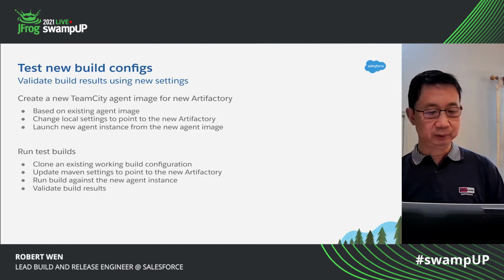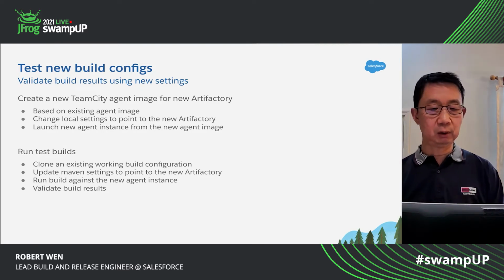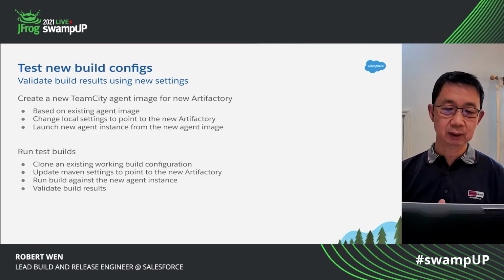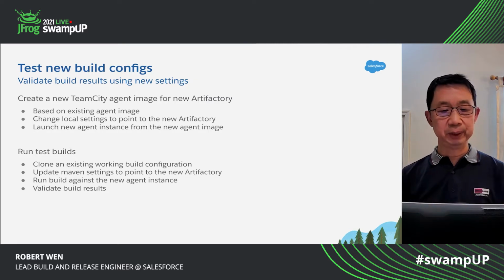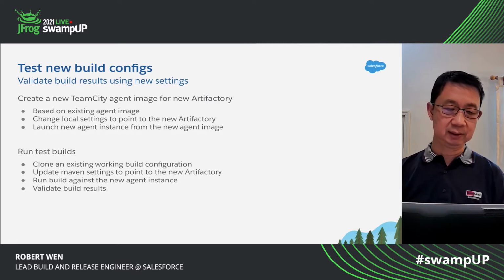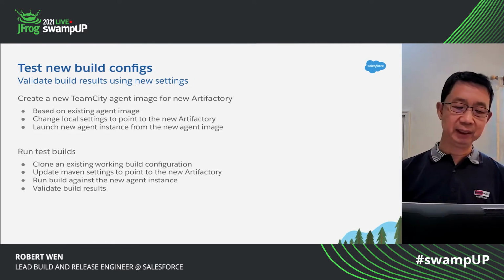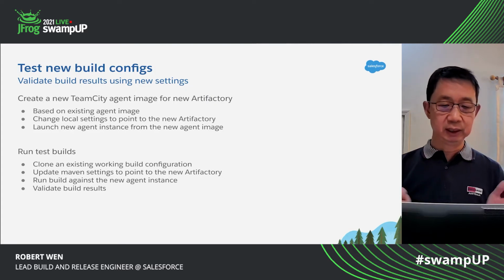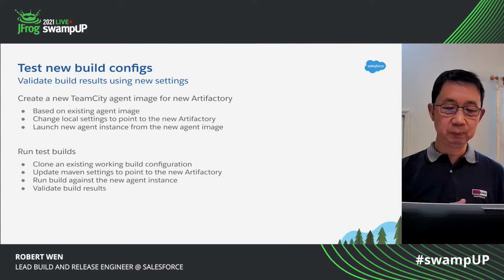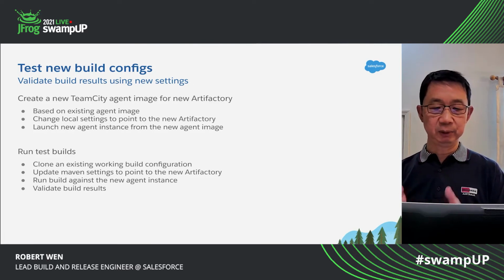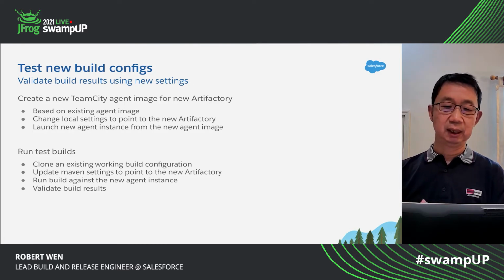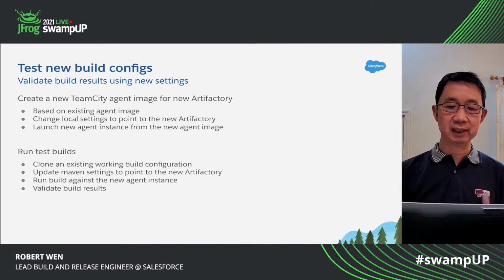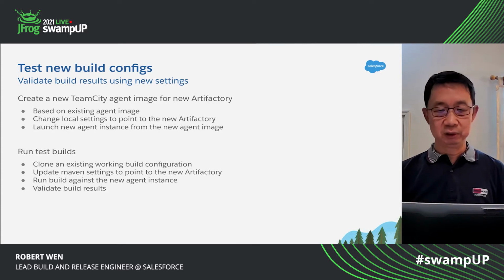How do we do the test builds? Well, first, we clone an existing working build configuration and update its Maven setting to point to the new Artifactory. Then we run the build against the new agent instance, followed by validating the build results. During this step, as you can see here, we run the new build test against the new agent instance, and there's no interruption at all to any ongoing development tests or builds against the old server.